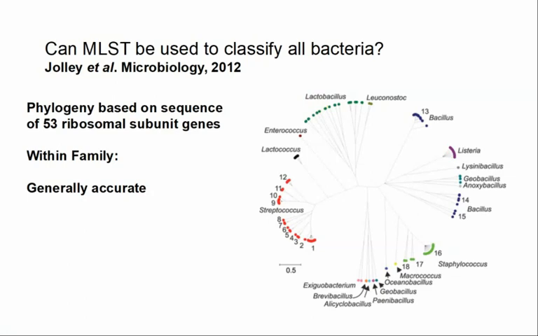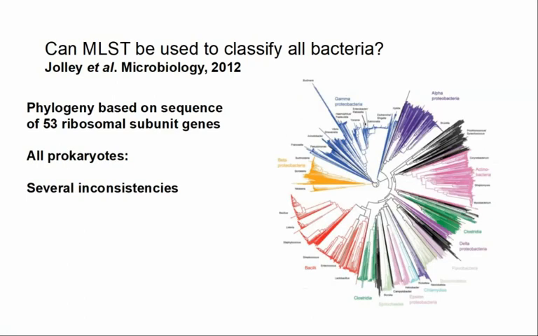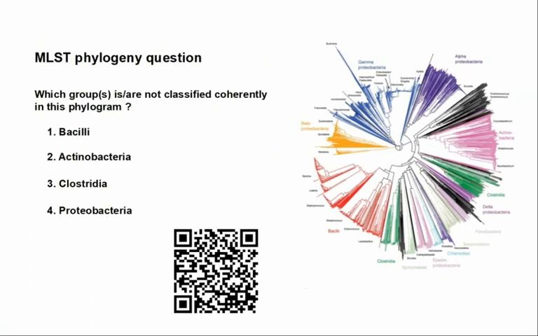So how about at a larger, higher level scale? Here is what they did in that paper: all prokaryotes, all eubacterial groups. Now, in fact, there are several inconsistencies here, and I would like you to take a little look and tell me which groups have problems.